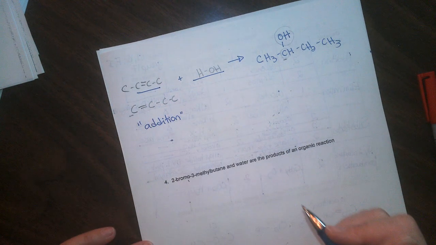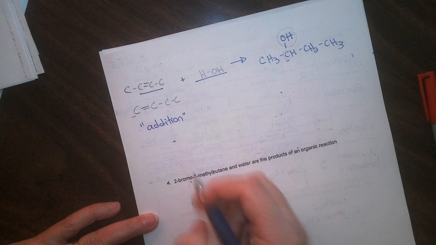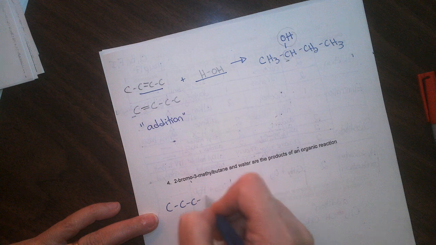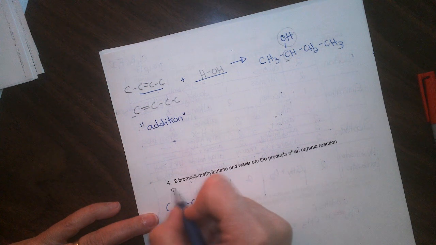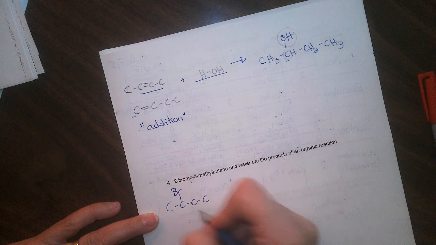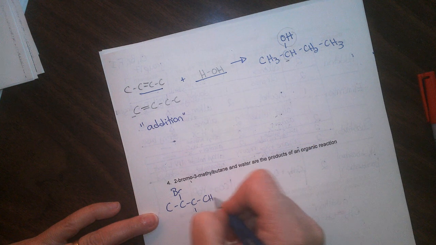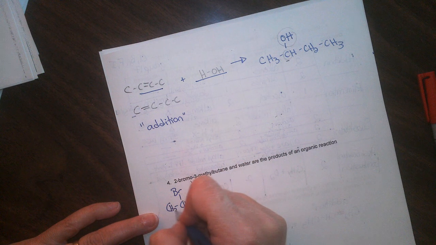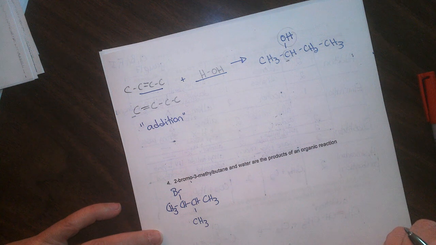Okay, 2-bromo-3-methylbutane. So how many carbons in my main chain? And on my second carbon, I have bromo. On my third carbon, I have a methyl group. And water. Oh, they're the products.